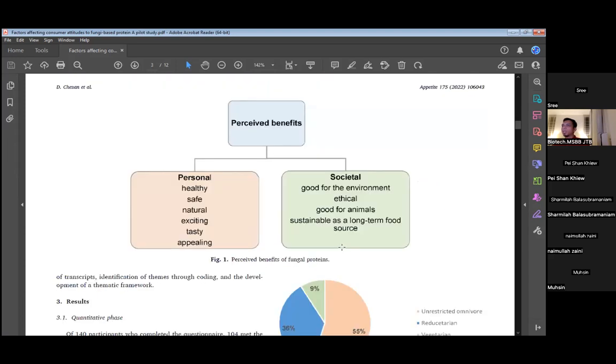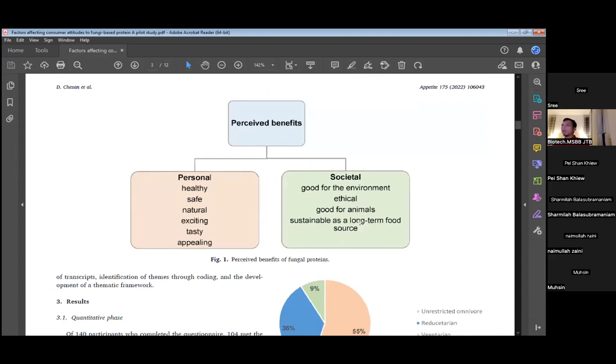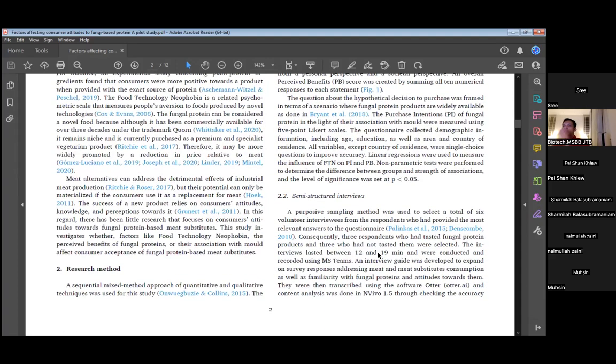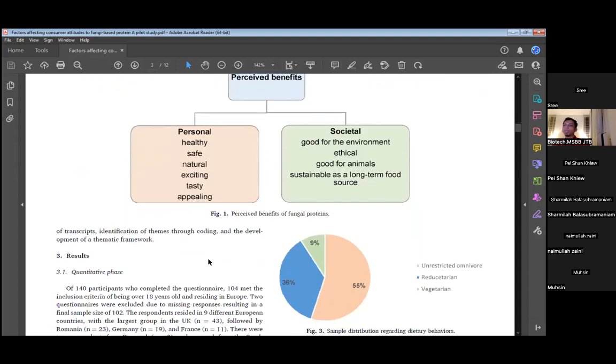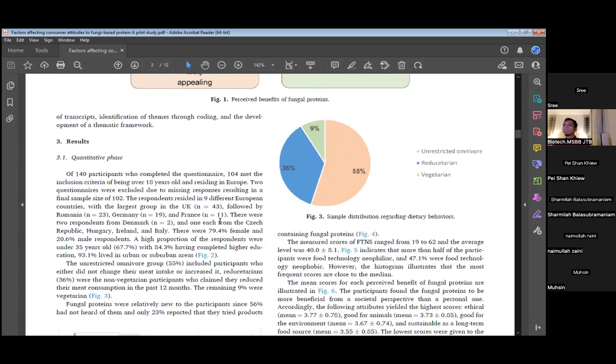Okay. So these are semi-structured interviews. These semi-structured interviews are for them to obtain the qualitative analysis. They interview people. So how long it is, how they conduct it, and so on. Okay. So these are the results. So they arrange it into the quantitative phase and also the qualitative phase.